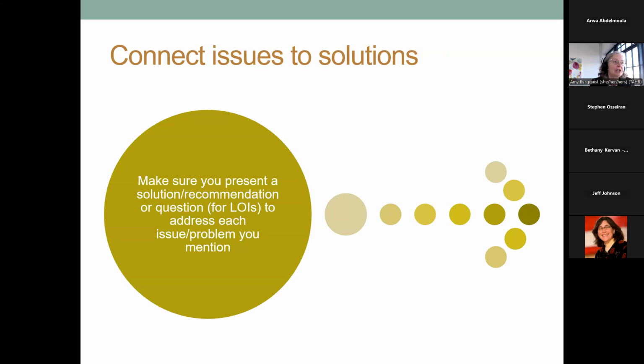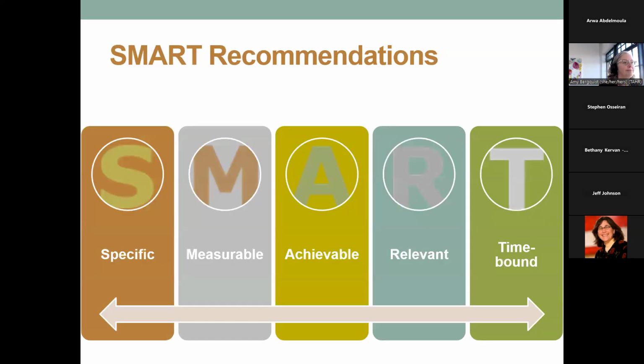Similarly, you don't want to have an action item that doesn't have an explanation in the body of the report. So make sure there's a connection between those recommendations or suggested questions at the end of the report and the substantive information you're giving in the heart of your report.